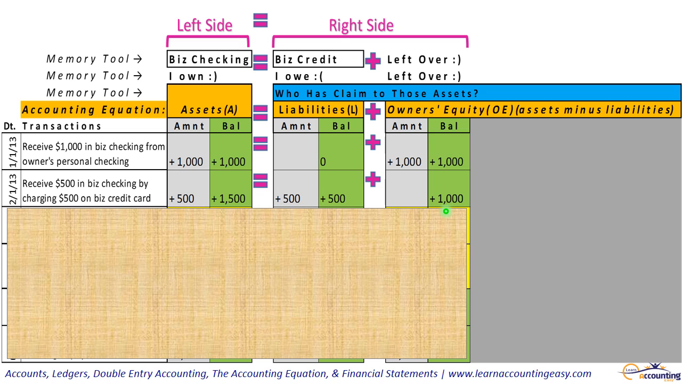And of course, notice our accounting equation is always in balance. Even from the transaction level, the 500 on February 1st equals the plus 500 over here. And the running balance of plus 1,500 equals the running balance of 500 plus the running balance of 1,000 over here. So we're always in balance.